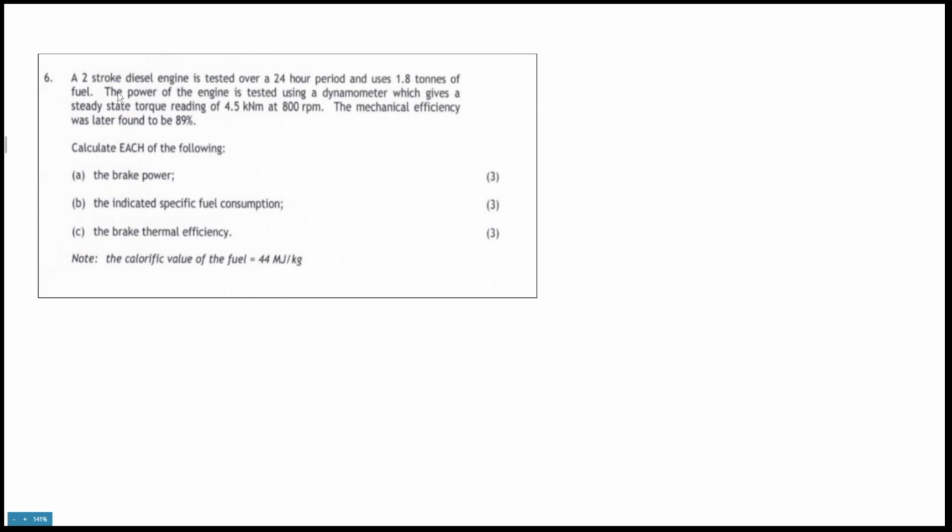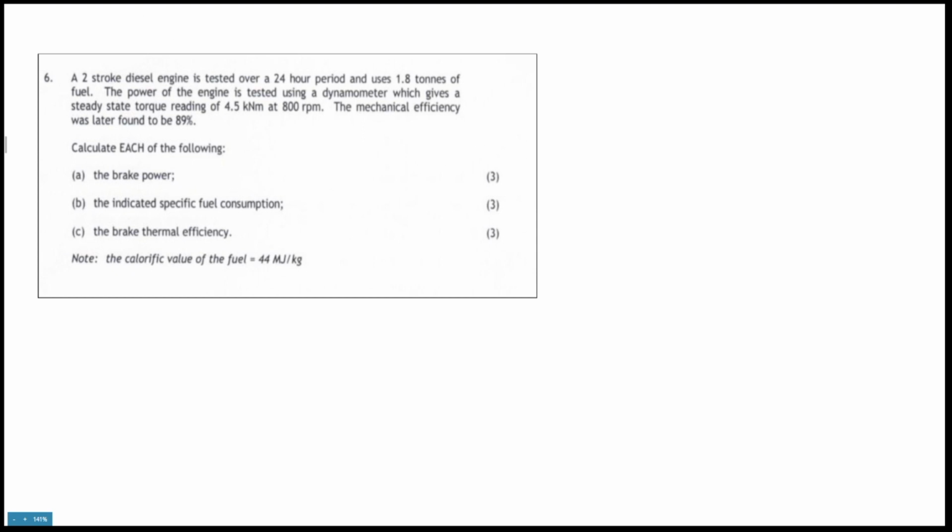So, it's a 2-stroke diesel engine tested over a 24-hour period and uses a bunch of fuel, and the power to the engine is tested using a dynamometer, which gives the torque reading of this many kilonewton meters, at 800 revolutions per minute. Mechanical efficiency was later found to be this much. It's a bunch of information, and we're going to be using a lot of different formulas on this one. Like I said, there's quite a lot in this. Let's see where we start.